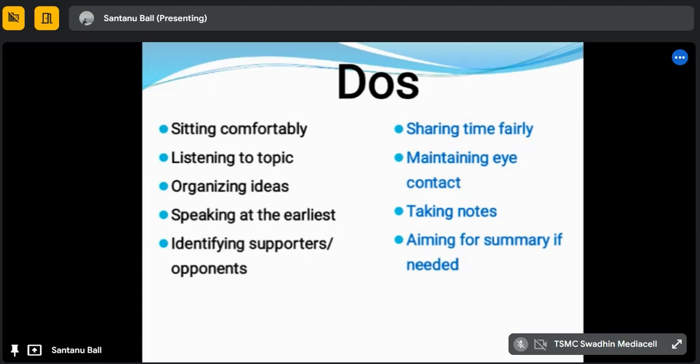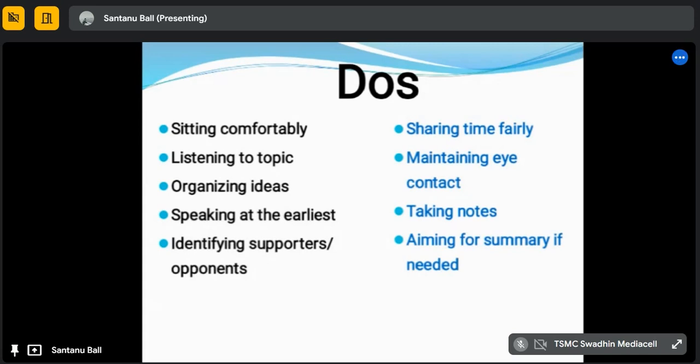And the next point I want to focus on is aiming for a summary if needed. Obviously, try to aim for a summary if needed. Now, these are the frequently used do points that everyone can follow, not only during group discussion. We can follow these steps in every slide, in any kind of discussion.